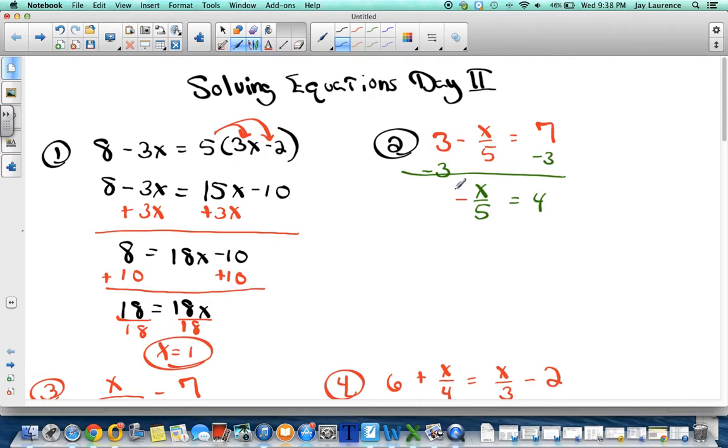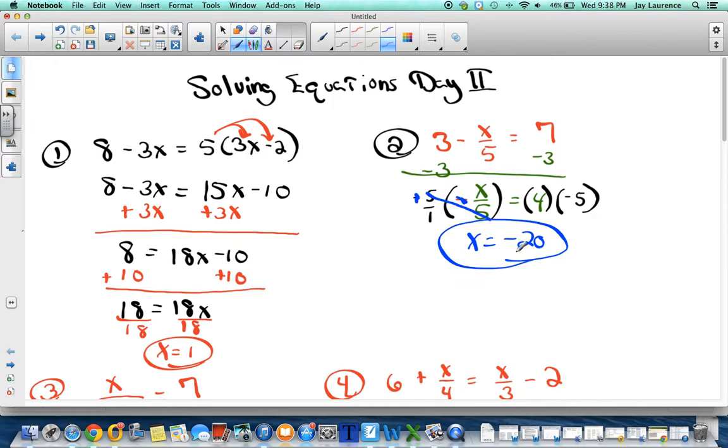So now I'm going to multiply both sides by 5. Only I'm not going to multiply by 5. I'm going to multiply by negative 5 because I might as well take care of that negative while I'm multiplying, right? I don't want to create an extra step. So when I do that, the 5s are going to cancel one to one, and the two negatives will cancel out also, leaving me with just an x. And 4 times negative 5, negative 20. There we go.